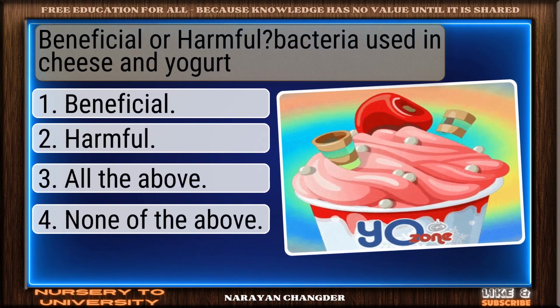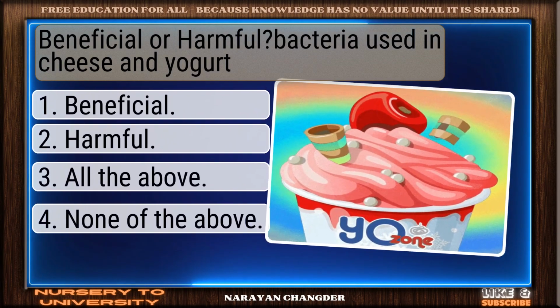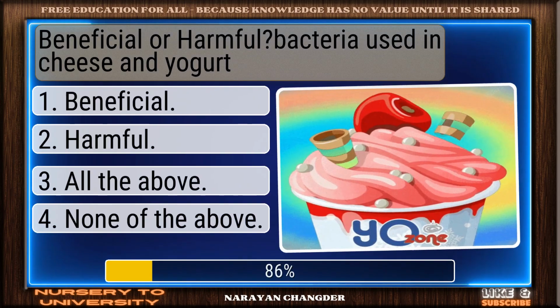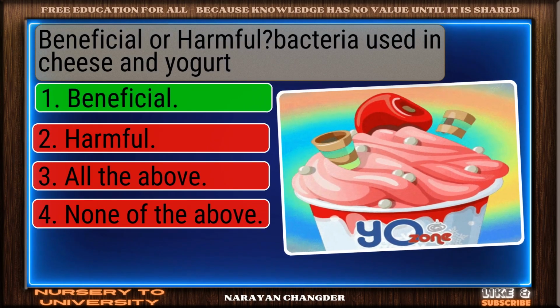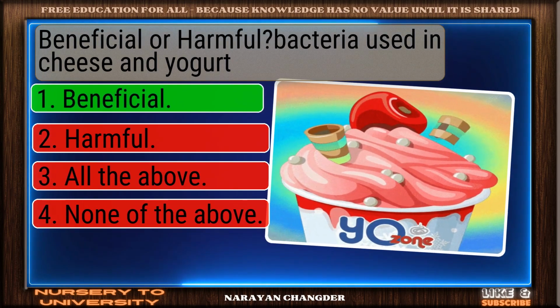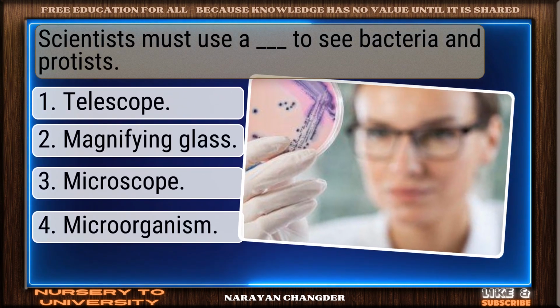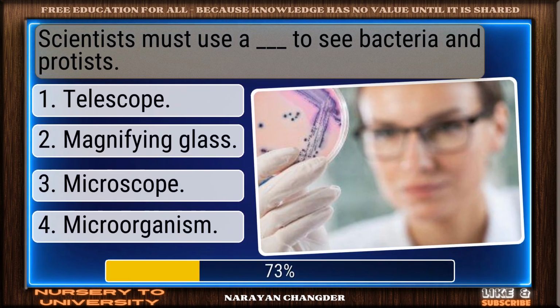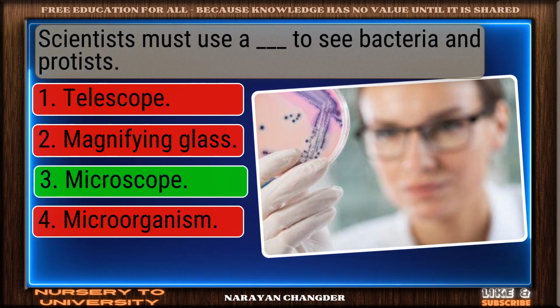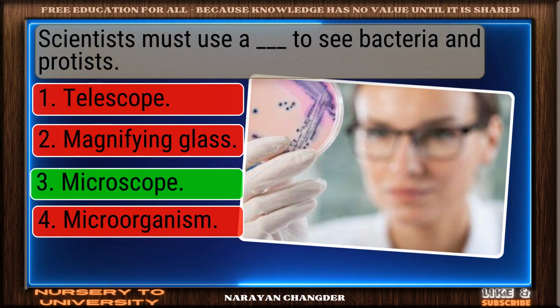Beneficial or harmful? Bacteria used in cheese and yogurt? Great job. Beneficial is the accurate answer. Scientists must use a microscope to see bacteria and protists. Solid response. Microscope is a valid choice.